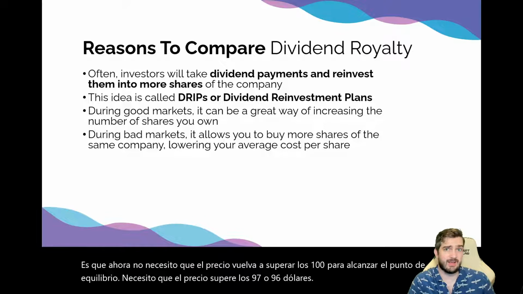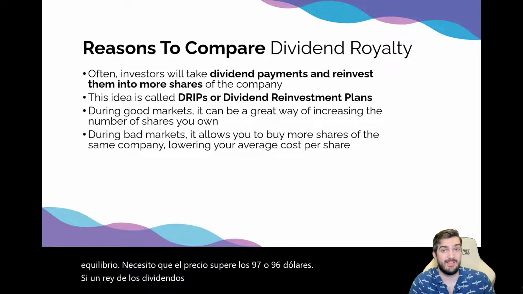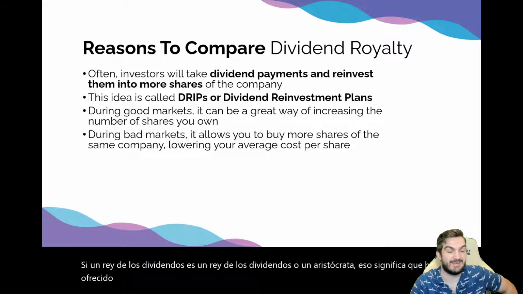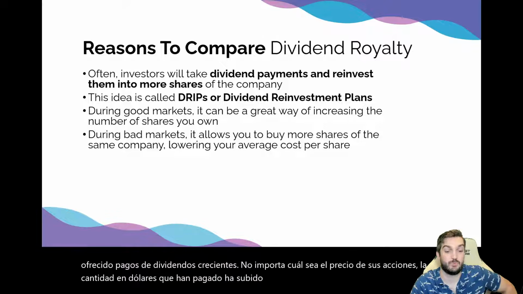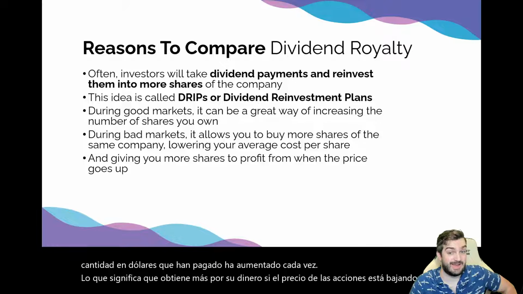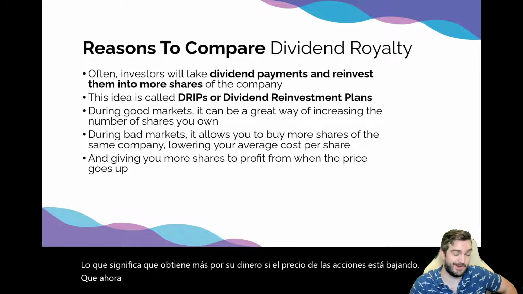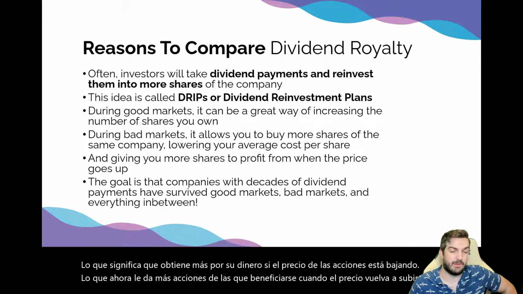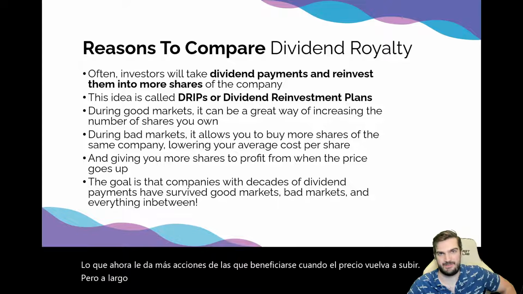If a company is a dividend king or an aristocrat, that means that they have offered increasing dividend payments. It doesn't matter what their share price is, the dollar amount that they've paid out has gone up every time, which means you get more bang for your buck if the stock's price is going down, which now gives you more shares to profit from when the price goes back up. Very simple idea, but long term, it can have massive benefits.